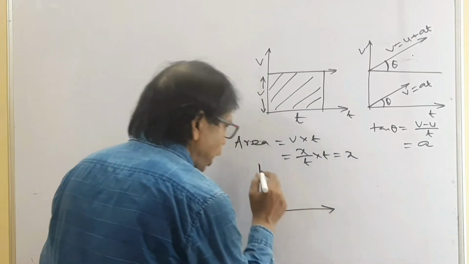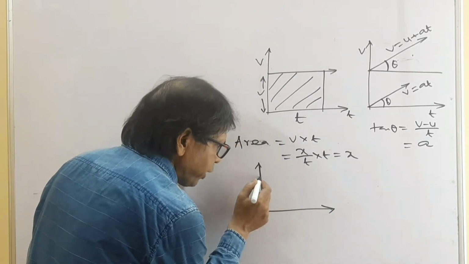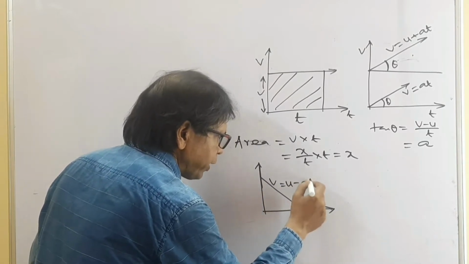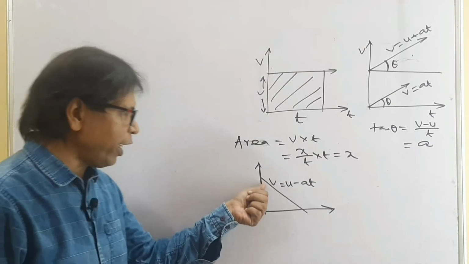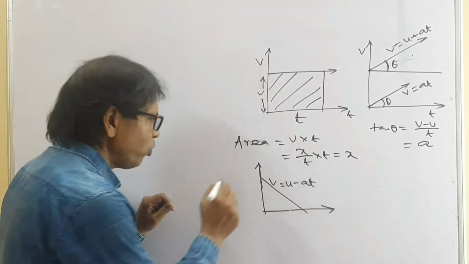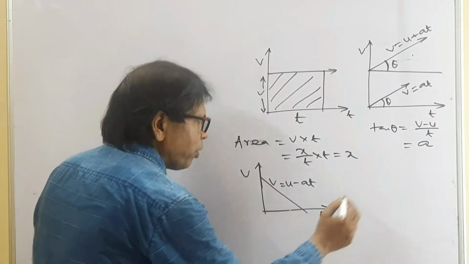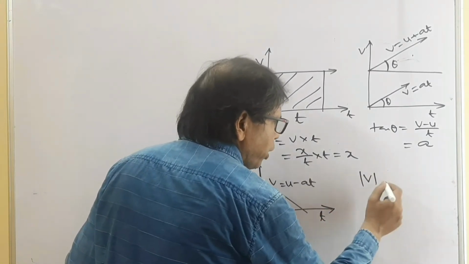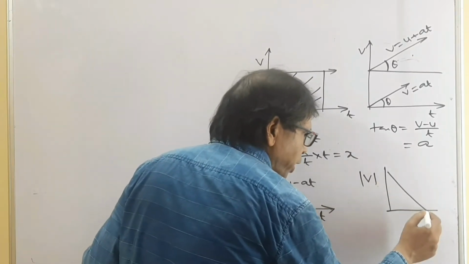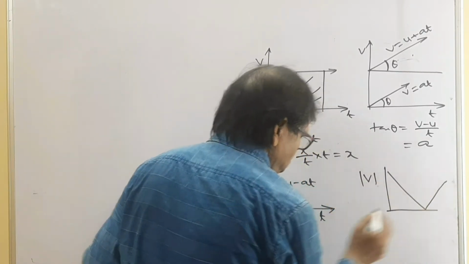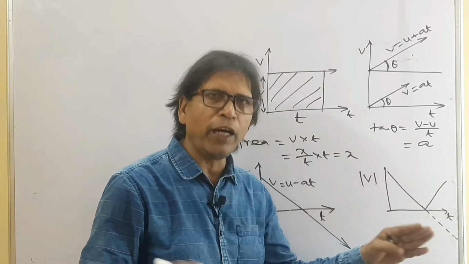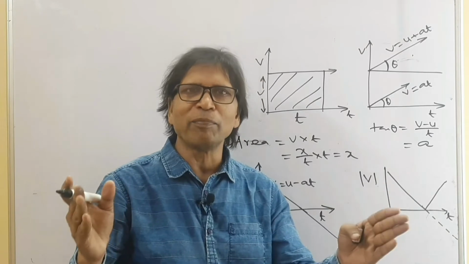Now the velocity-time graph for retardation. Look at this, it represents v equal to u minus at. This is a negative slope, so it is retardation. Now look at this, this is the v-t graph. Now the speed-time graph. In this situation, after 0 this becomes positive. This positive portion is the mirror image of the negative portion of the velocity-time graph.